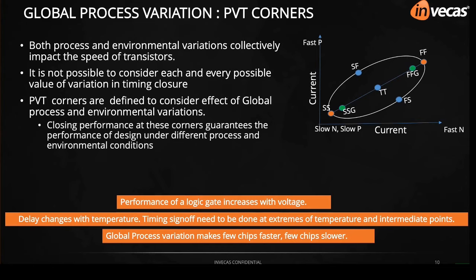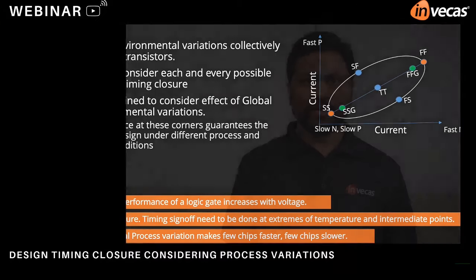So as a solution, for every technology, depending on the application, a set of PVT corners are chosen to do a design sign off by considering the global process variations and environmental variations. Closing the design sign off at these particular PVT corners will guarantee the performance of the design under the different process and environmental conditions. To give a summary on the global variations, the performance of the transistor will change with the voltage change and the temperature change. Also, because of the global variations, some of the chips will become faster and some of the chips will become slower. To consider all these global and environmental variations, we are going to consider the different PVT conditions for doing the timing sign off.